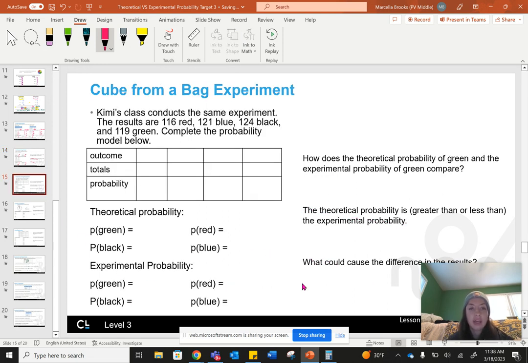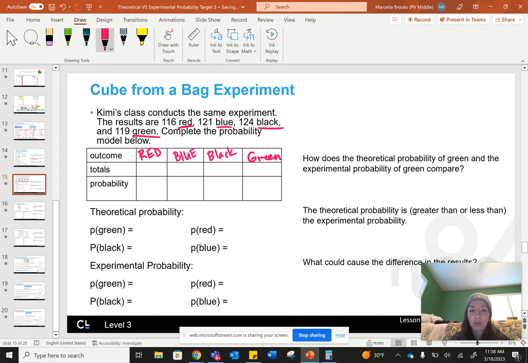The next one, Kim's class conducts the same experiment. The results are 116 red, 121 blue, 124 black, and 119 green. Complete the probability model below. Now, remember, probability models, we have red, so that's an outcome. We have blue, that's an outcome. We have black, that's an outcome. And we have, not 119, we have green, that's an outcome. So tell me the totals for each of those colors, and then tell me the probability.